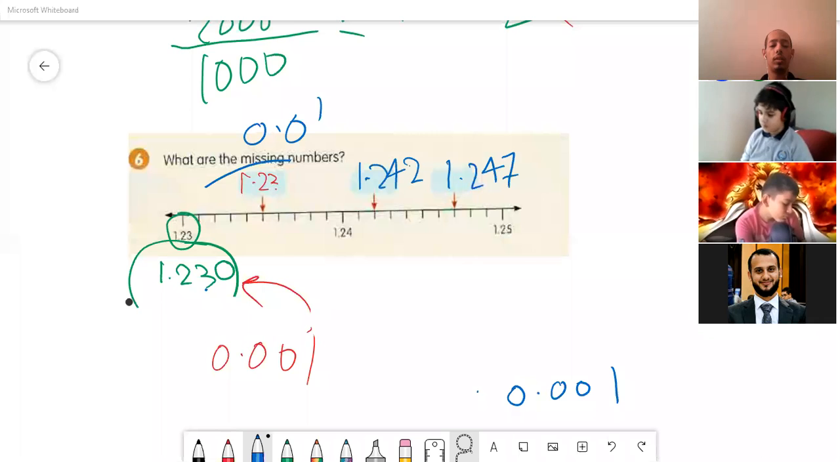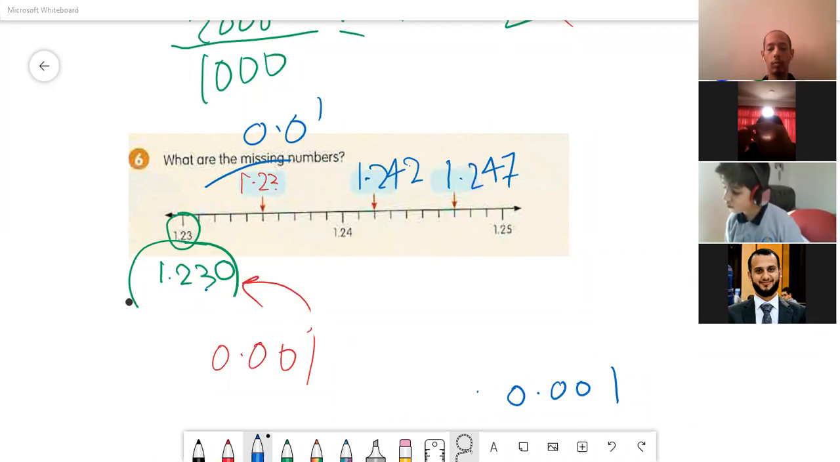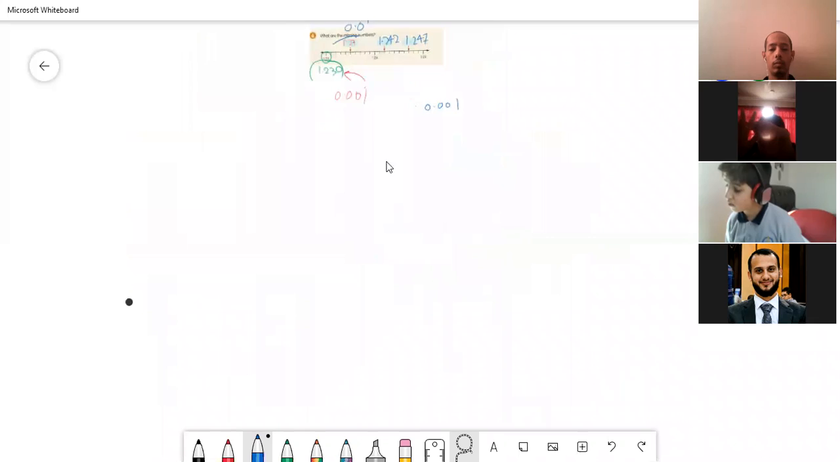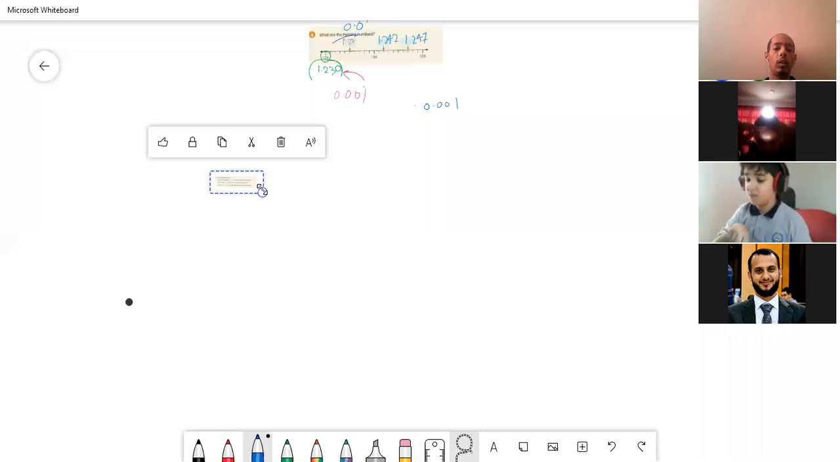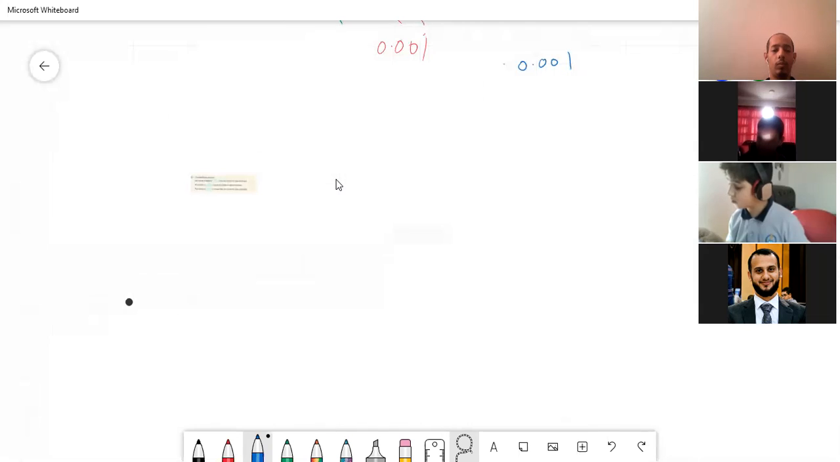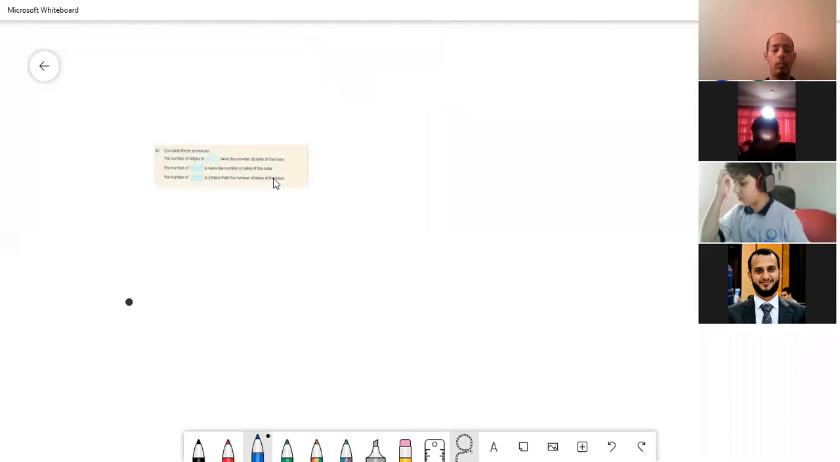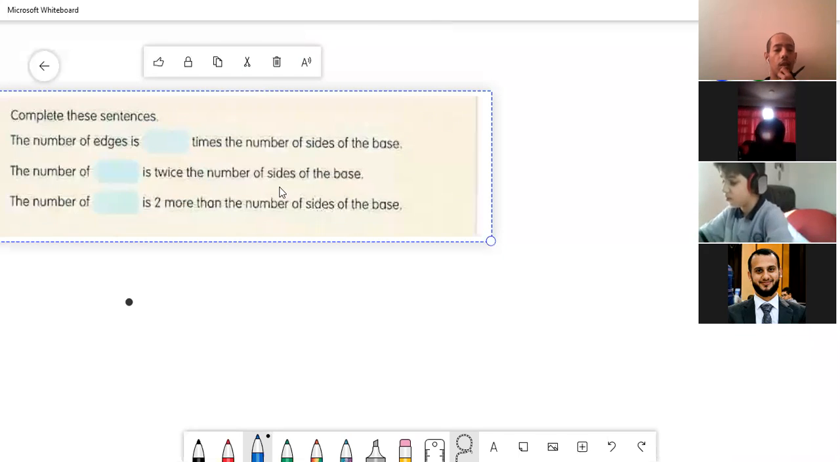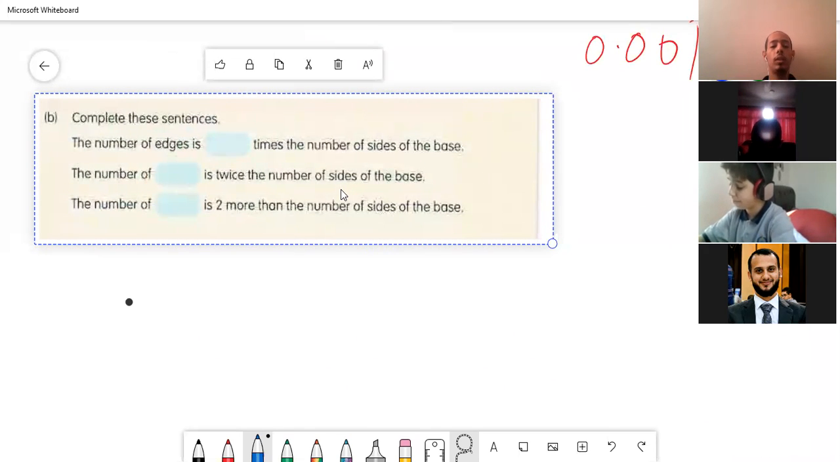The number of edges is... I don't understand what I should do here. Type. Wait. Here I give you V is 2n, E edges 3n, and faces n plus 2. Let's see this. Type: the number of edges is blank times the number of sides.